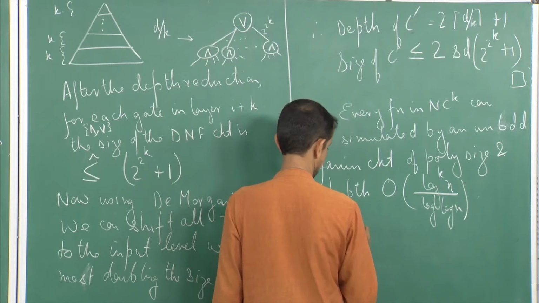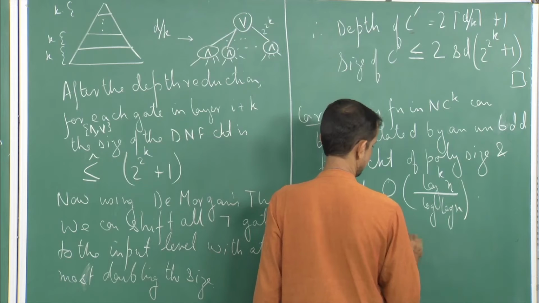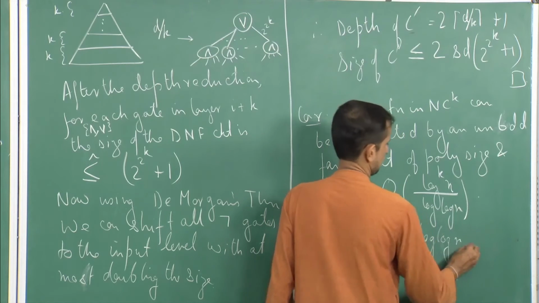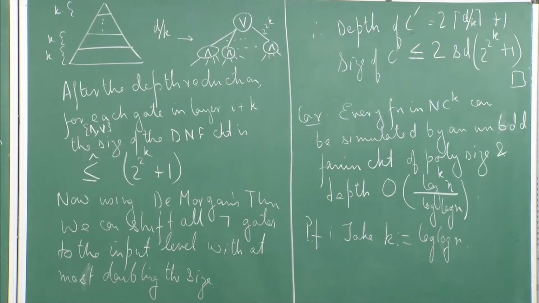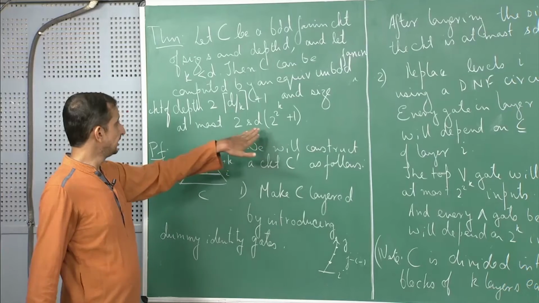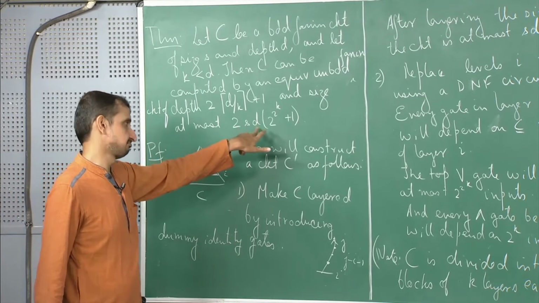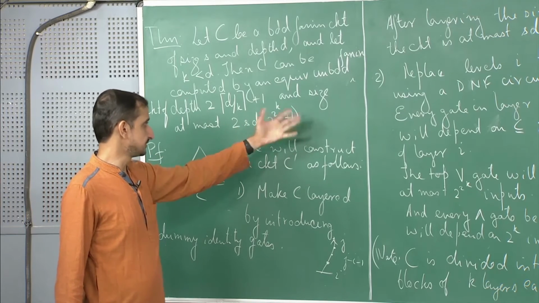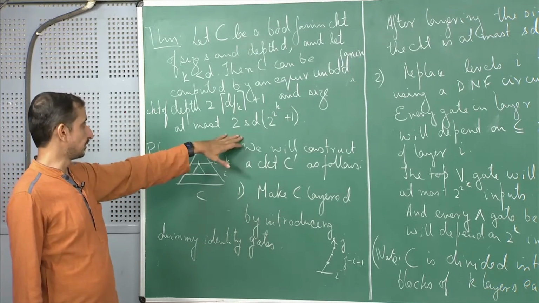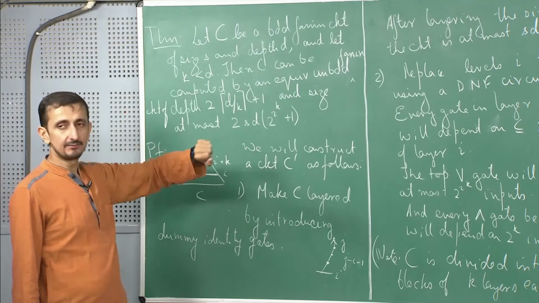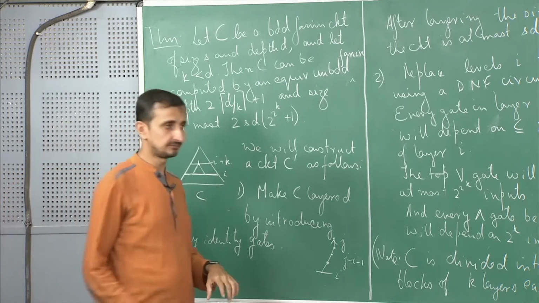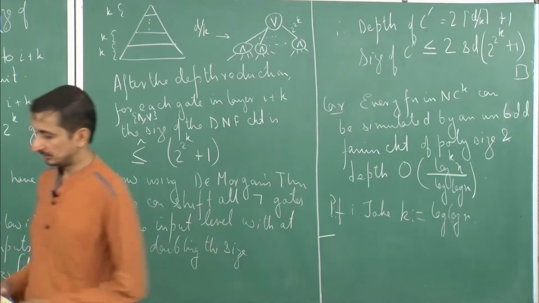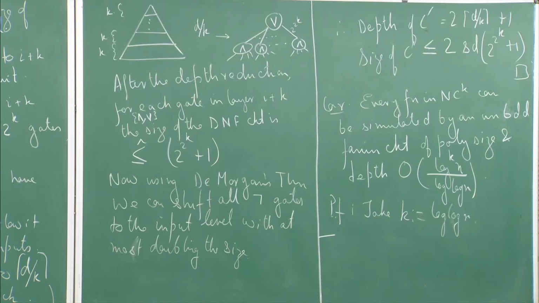You just take k to be equal to log n, that is it. If you take k to be equal to log n, then S times D, which is anyway bounded by a polynomial, times 2 to the power 2 to the power k, which is just n, plus 1 will still be a polynomial, but now the new depth is D by k, which is polylog divided by log n. Okay. So, this is improving upon the observation that NC^i is in AC^i.